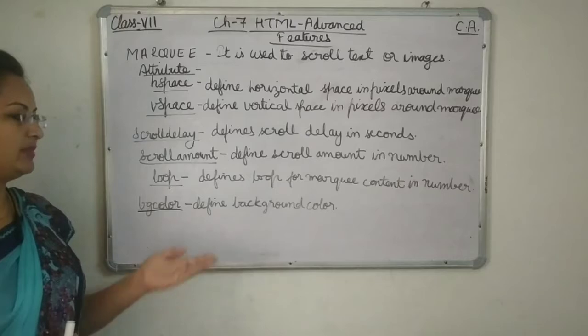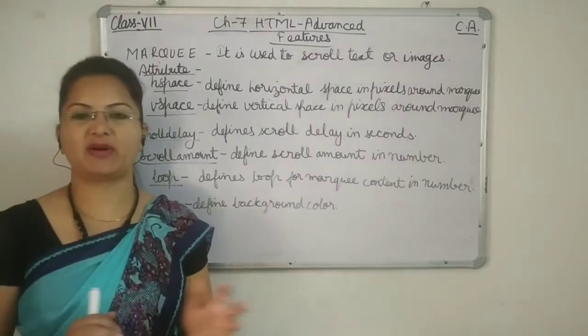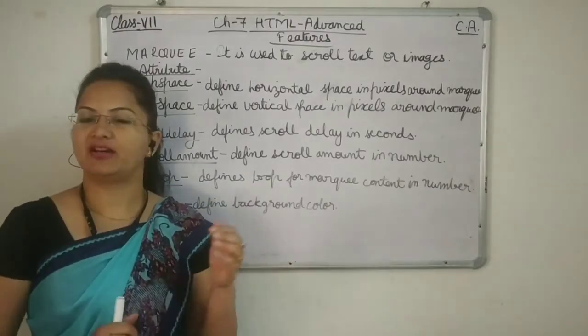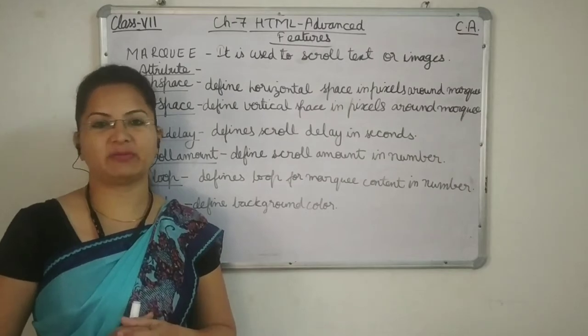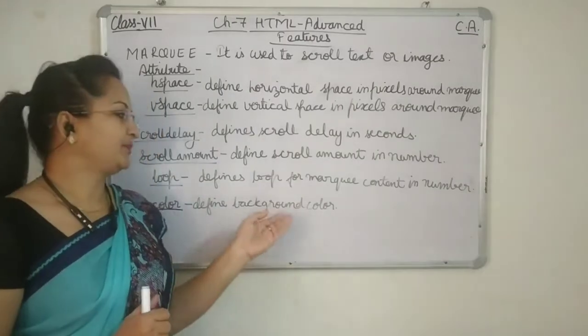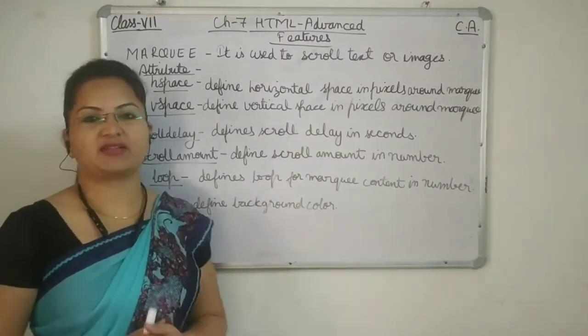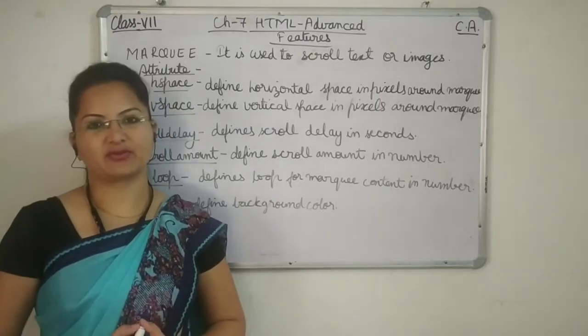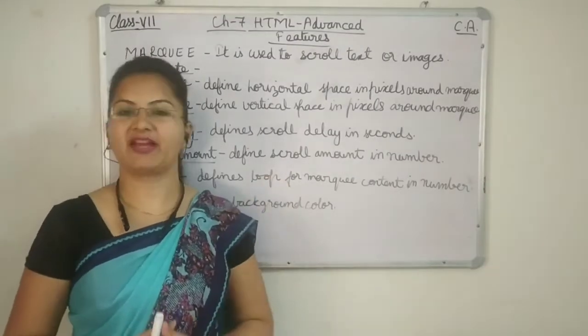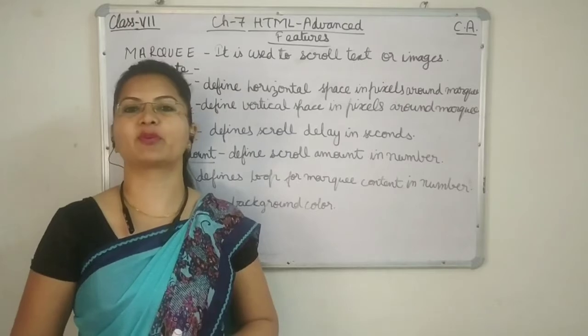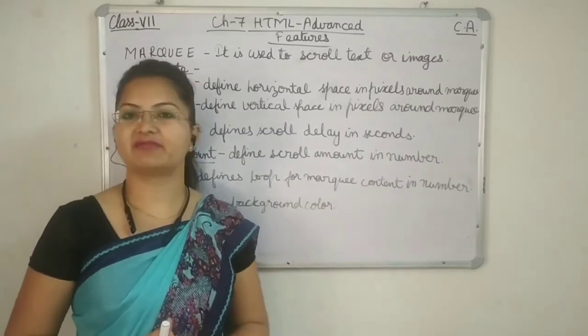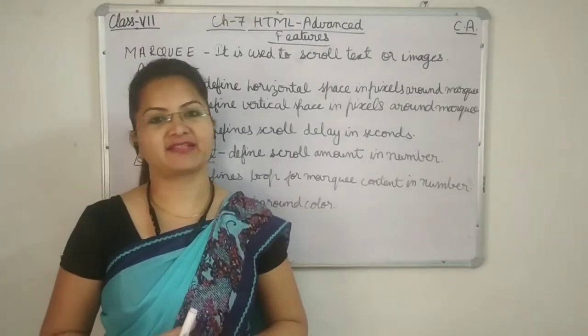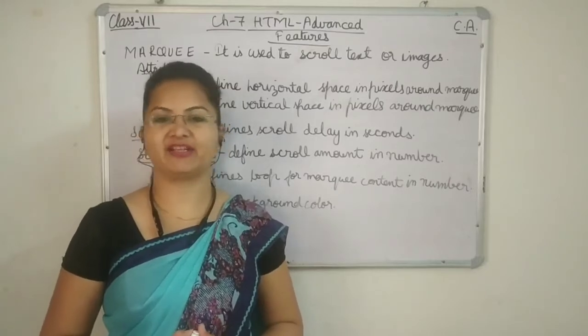Then bgcolor. Bgcolor means background color. By default, the background color behind the marquee text, meaning the moving text, will be white. So we can change the background color of the marquee tag also. So students, all of you try the marquee tag in an HTML program. You will find it very interesting. Various examples of marquee tags are given in your textbook.